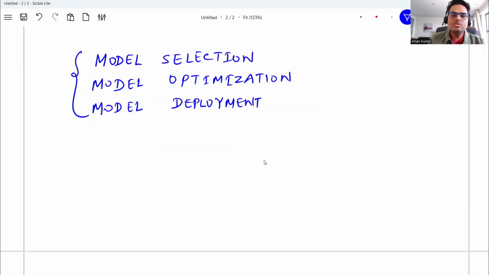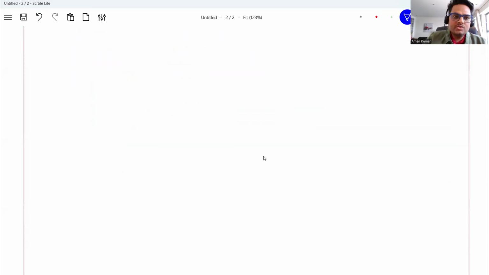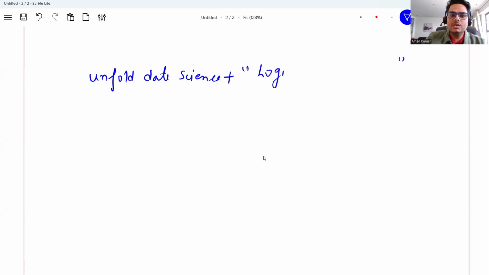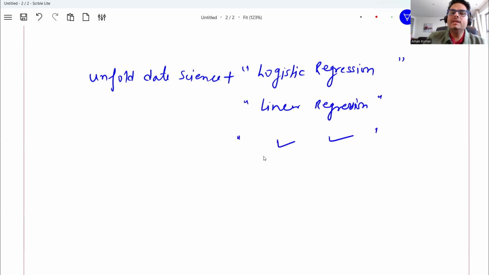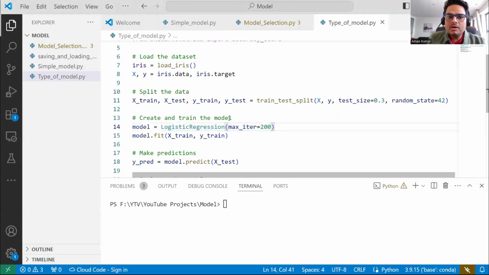If you want to understand more about these, go to YouTube and search for unfold data science plus your topic name. For example, now I'm talking about logistic regression, so you simply say logistic regression. Before that, I was talking about linear regression, so you can simply say unfold data science linear regression. And now I will talk about some other concepts. You can simply keep searching like this, and you will get detailed videos on all these topics. Okay, so coming back to our lecture here.